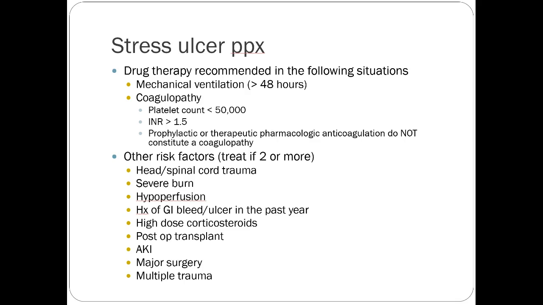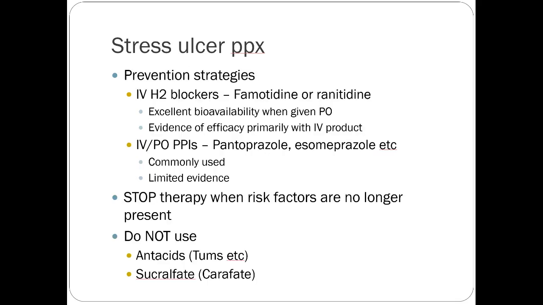Stress ulcer prophylaxis is something to consider in all patients, especially those undergoing mechanical ventilation or who have decreased platelet counts or increased bleeding risk, like elevated INR, or on a direct oral anticoagulant. And with any of these other risk factors, if they have 2 or more, you're going to treat them. The basic treatment choice is IV H2 blockers. We usually use famotidine. It's got great bioavailability when given PO as well, so it's easy to convert the person if you want to. It's cheap.